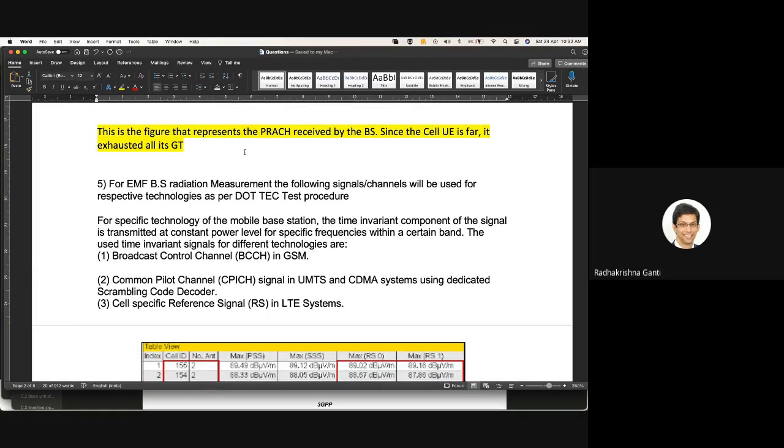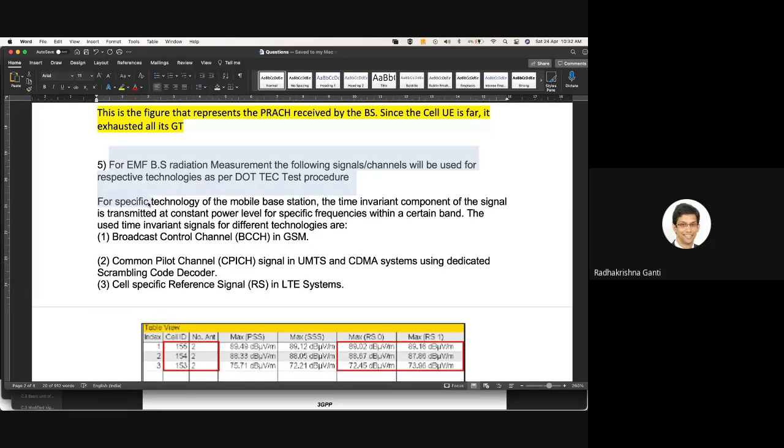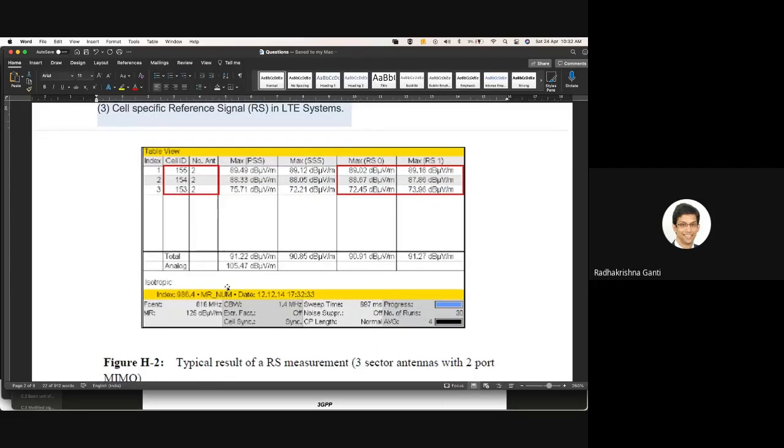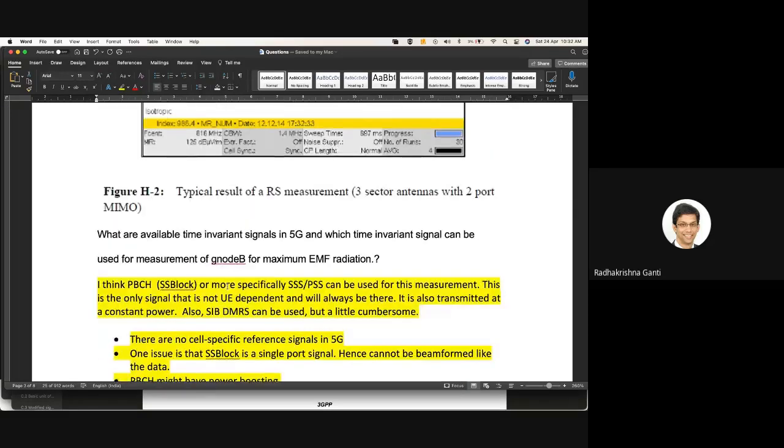Okay. The next interesting question is for EMF. Base station radiation measurements have to be done. Different technologies use different fixed channels in the system for these measurements. For example, GSM uses BCCH, and in LTE they use the common cell-specific reference signal. The question is, what can we use in 5G now? The effective question is, what are the available time-invariant signals in 5G for understanding EMF radiation?